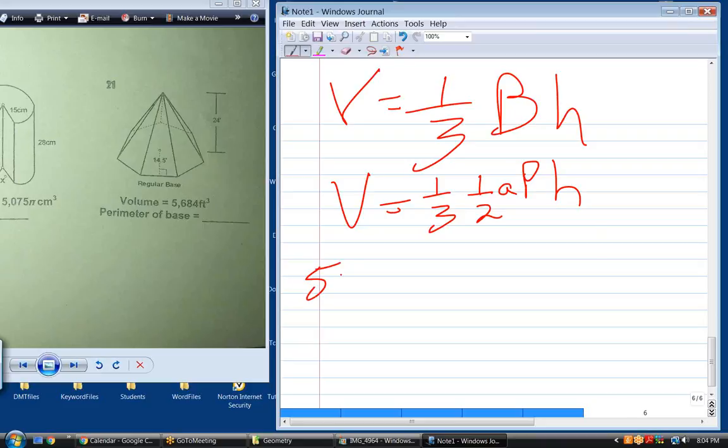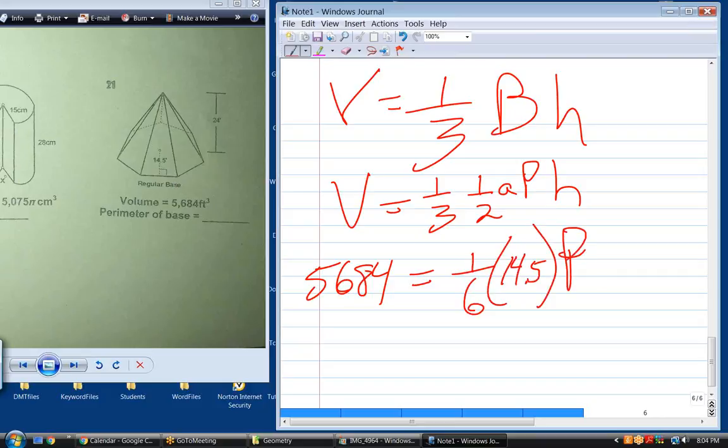Volume is 5684. Notice no pi because there's no circular objects here. You don't end up with pi in your answer if you don't have circular stuff. 1/2 times 1/3 is 1/6. The apothem they give us, 14.5. Perimeter is what they're asking for, and the height they give us, 24. Only one variable, the perimeter.